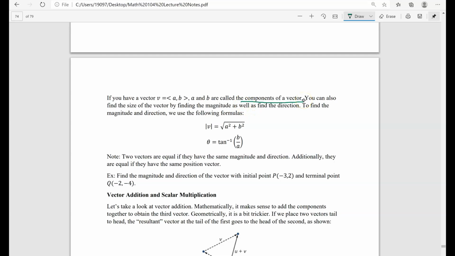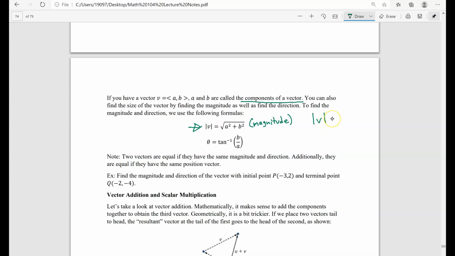You can also find the size of the vector by finding the magnitude, as well as find the direction. If you want to find the magnitude, this is how you find it. We just went over complex numbers and polar forms, so it's basically the same thing as finding the modulus. Take the square root of a squared plus b squared. Usually the magnitude is written with an absolute value.